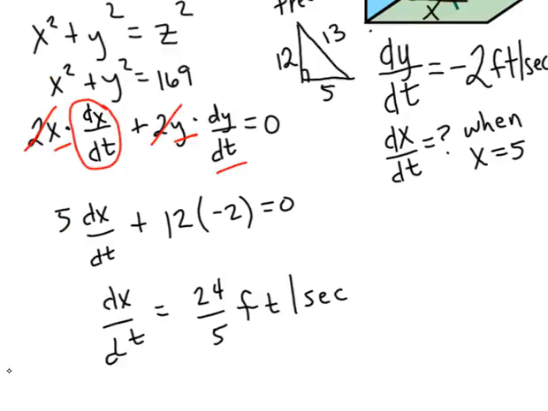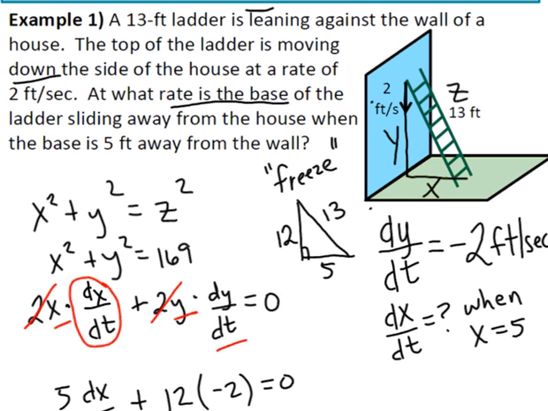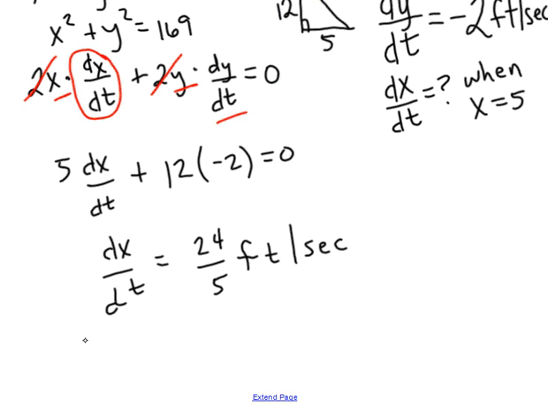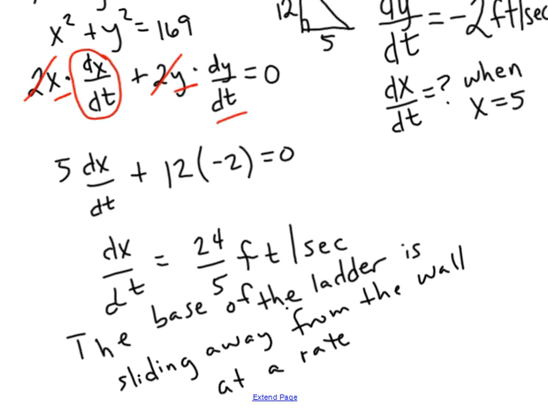So we need to actually write a conclusion sentence here. And you're basically going to regurgitate the problem. So the problem says, at what rate is the base of the ladder sliding away from the house? So we would say the base of the ladder is sliding away from the wall at a rate of 24/5 feet per second.